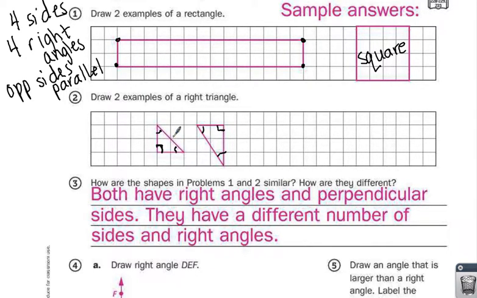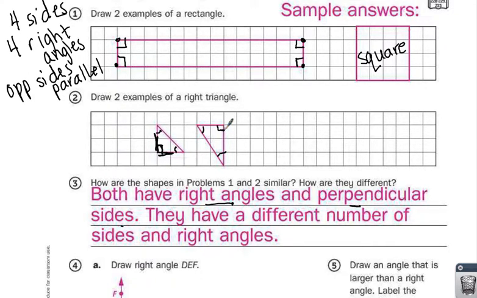Okay. Question 3. How are the shapes in problems 1 and 2 similar? How are they different? Well, both the rectangles and the right triangles have right angles. Right here you can see 4 right angles in the rectangle. Right angles are formed by perpendicular sides. So they both have right angles. They both have perpendicular sides. Right here, this side of the triangle and this side are perpendicular.